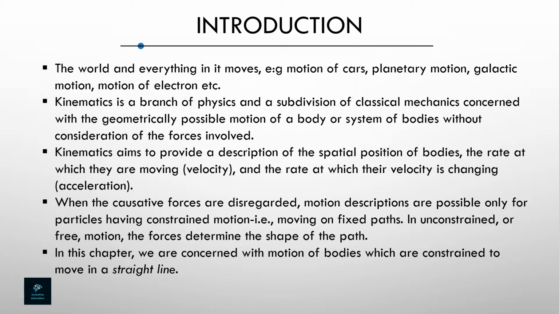When the causative forces are disregarded, motion descriptions are possible only for particles having constrained motion, that is, they are restricted to move along a fixed path. In unconstrained or free motion, the forces determine the shape of the path. In this chapter, we are concerned with the motion of bodies which are constrained to move in a straight line, like this dot moving in a straight line.